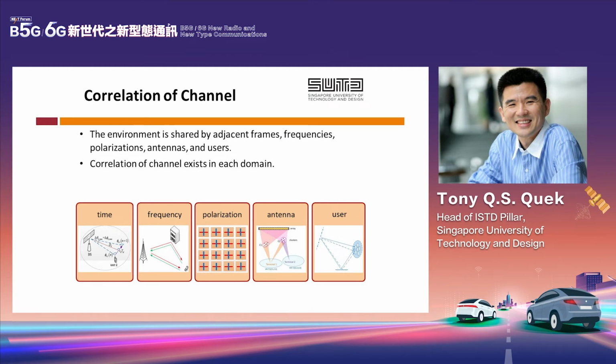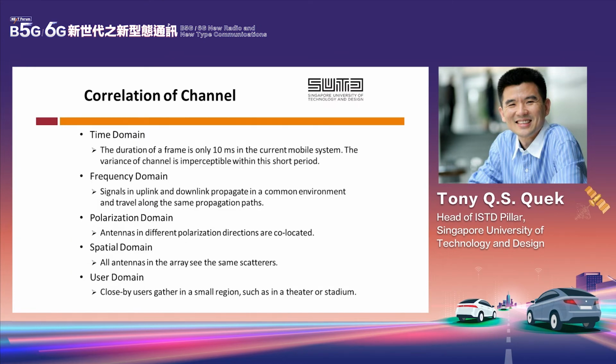Right, in practice, we know that there's a correlation, because the environment is shared by adjacent frames, frequencies, adjacent polarizations, antennas, and users. So correlation of channel exists in each domain, whether it's time, frequency, polarization, antenna, or user. So the whole idea is, can we actually exploit this? So let's look at this in a bit more detail. Correlation of channel, time domain: let's say the duration of a frame is only 10 milliseconds in the current mobile system. Within this short period you actually cannot differentiate the variance of the channel. So there's a high correlation in terms of time.